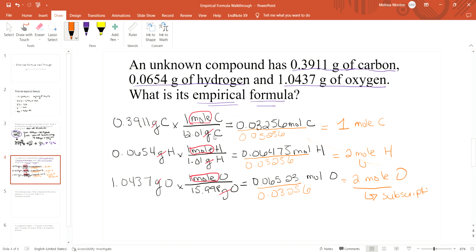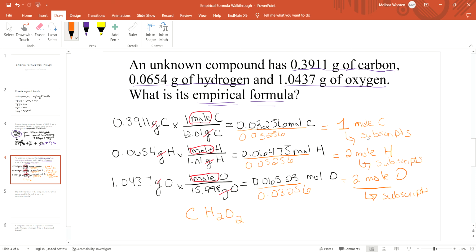Again, I'll get there eventually. Subscripts. Right. So we have CH2O2. And that's how we get number 7 on that worksheet.